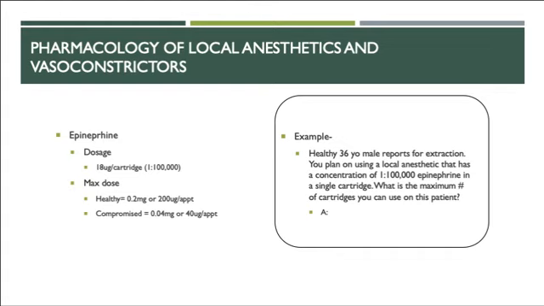Now remember, look at these numbers. For a cardiovascularly compromised patient, a maximum dose of 40 micrograms is recommended. We know that there are 18 micrograms per cartridge. So that would mean that 2 cartridges would be 36 micrograms, or just below that 40 microgram recommendation. So that means that for a cardiovascularly compromised patient, you want to limit their exposure to epinephrine at a concentration of 1 to 100,000 to 2 carpules.